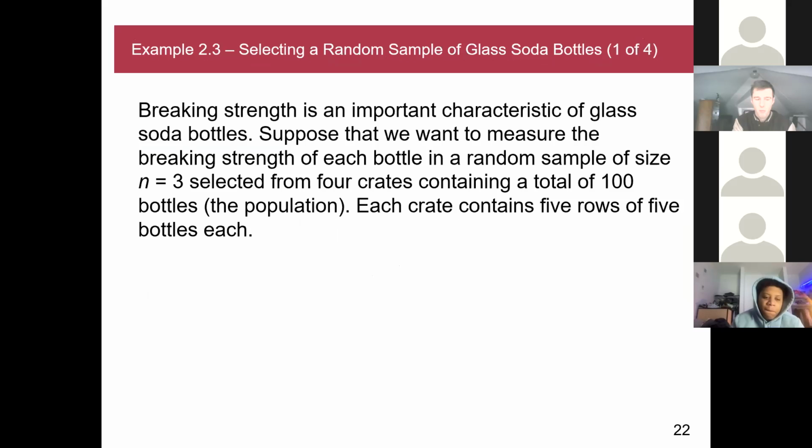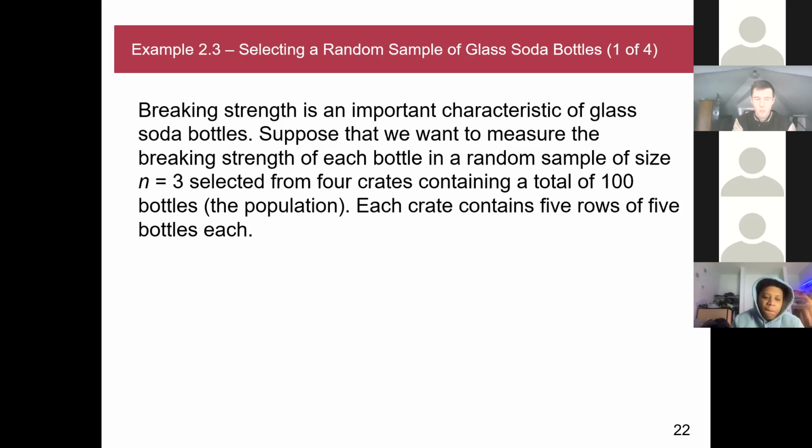All right. Here's an example, which you can look through, by the way. I'm not going to spend a whole lot of time on this, but this is an example of simple random sampling. It says breaking strength is an important characteristic of glass soda bottles. Suppose we want to measure the breaking strength of each bottle in a random sample of size n equal to 3. So we're just selecting 3 bottles at random.